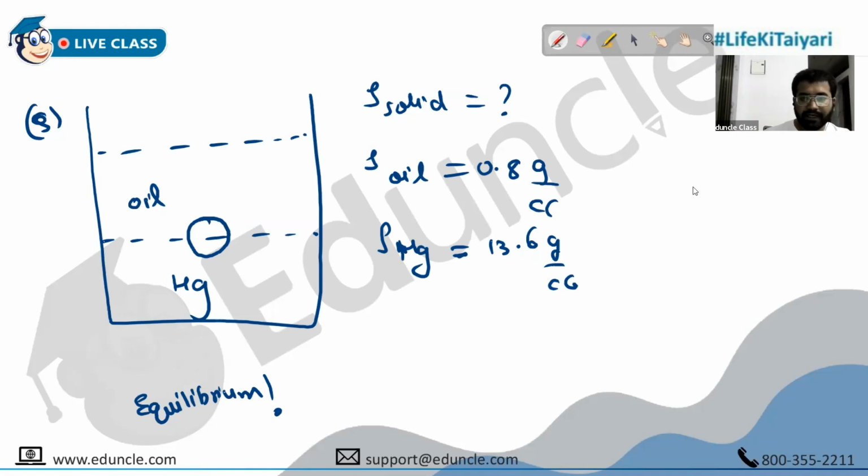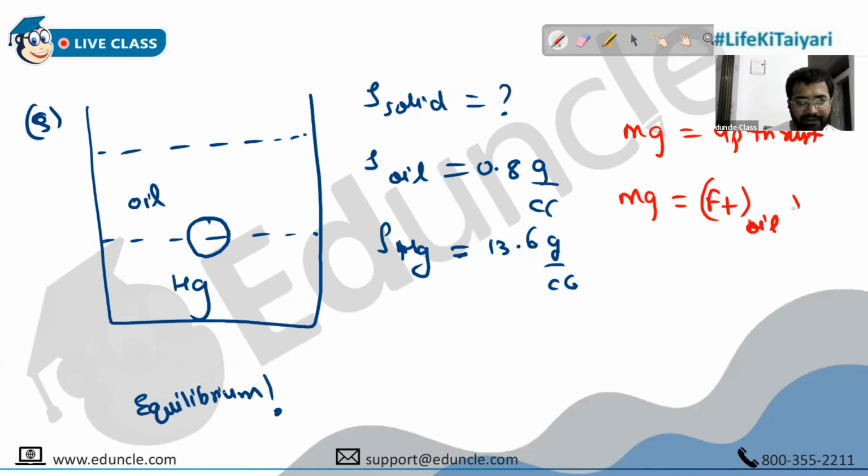So again, what do we have? Mass into gravity is equal to upthrust. But now the upthrust is divided into two halves. One will be upthrust due to oil, another will be upthrust due to mercury. This is the only small trick. Mercury will have an upthrust like this, and oil will have an upthrust like this. That's it. Nothing else. So we have got two upthrusts.